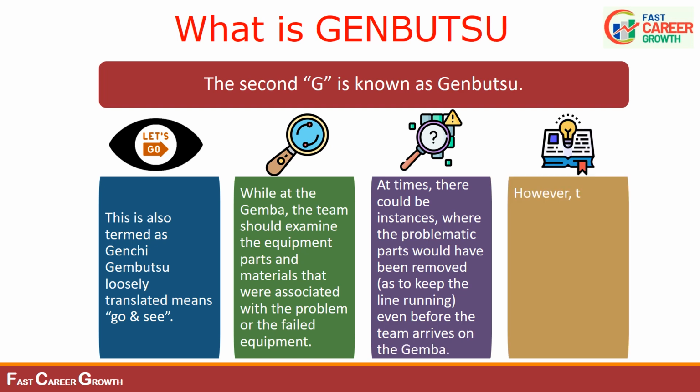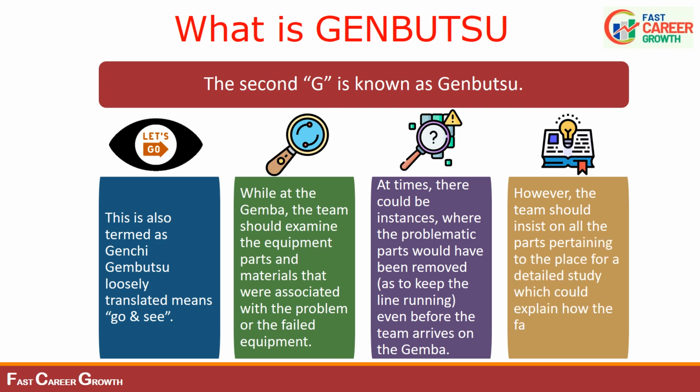However, the team should insist on all the parts pertaining to the place for a detailed study, which could explain how the failure had happened. In summary, GENBUTSU emphasizes the significance of physically going to the location, GEMBA, and directly examining the tangible elements, equipment, parts, materials associated with a problem or process. This approach provides valuable insights for problem solving and continuous improvement initiatives.